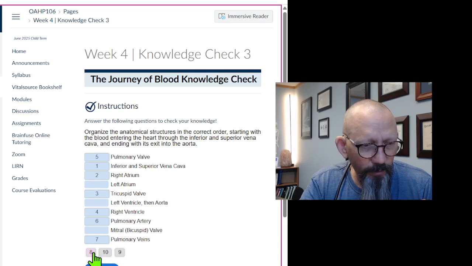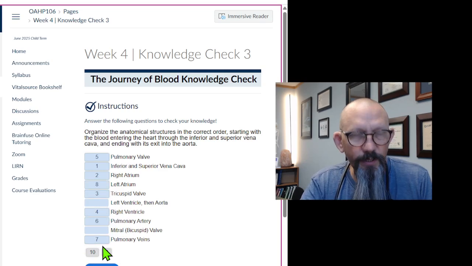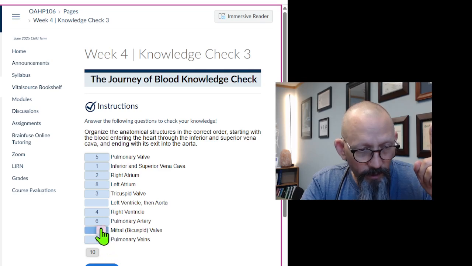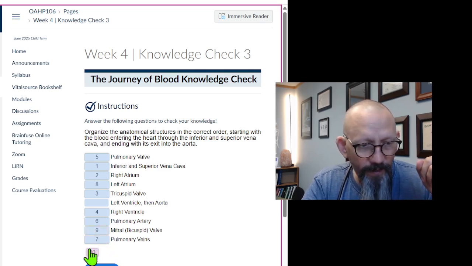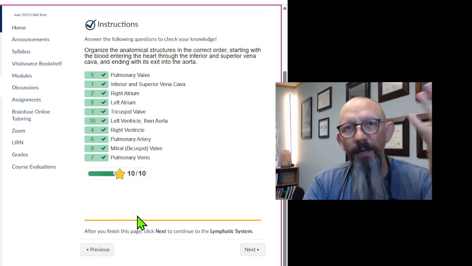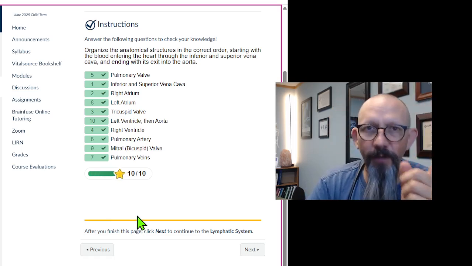Where is left atrium? Number 8 is left atrium. There we go. Yes, we're still good. Left atrium is going to go through the mitral valve or bicuspid valve. That's right there. Good. And then the last one, the left ventricle, and then aorta. Let's check it. See what happened. We're good. Now you can go back and recycle that one.